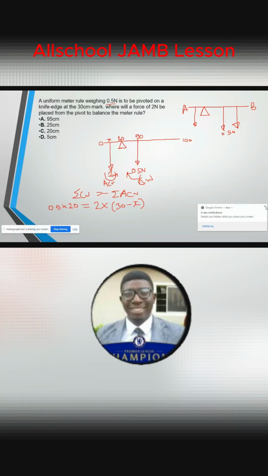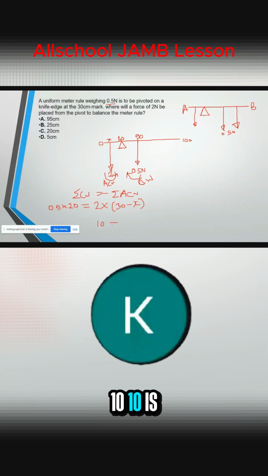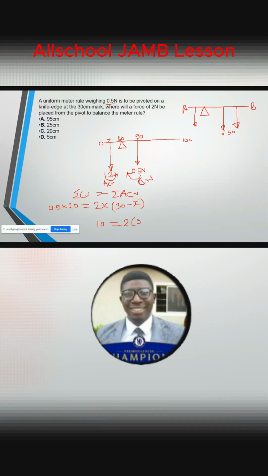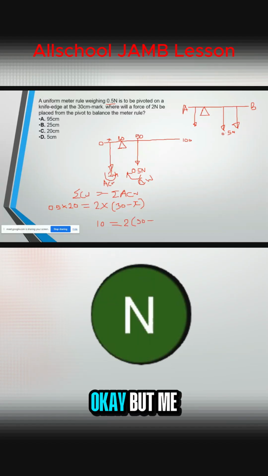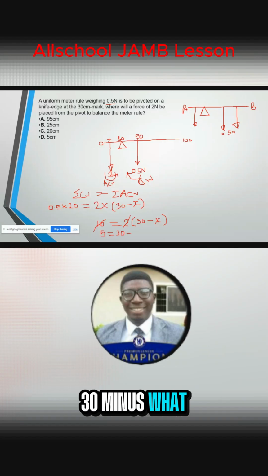So if we continue, 0.5 times 20 will give us 10, is equal to 2 times (30 minus X). I don't know how you would do it, but it's good that we open the bracket, right? Yes, sir. But me, this is JAMB, and time matters. I can simply cancel out: 2 can cancel 10, and what will remain? 5. So 5 is now equal to 30 minus X.